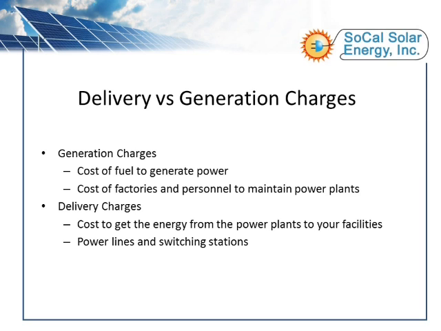Delivery versus generation charges. The bills are broken down into general headings of delivery and generation charges. The generation charges are the cost of generating the power. This could be natural gas, coal, nuclear, solar, or wind. It would include the cost of fuel, power plants, and personnel. The delivery charges result from getting the power generated by the plants to your facility. This would include such things as power lines and switching stations. Delivery and generation charges are not used directly in the calculations of your utility bill.